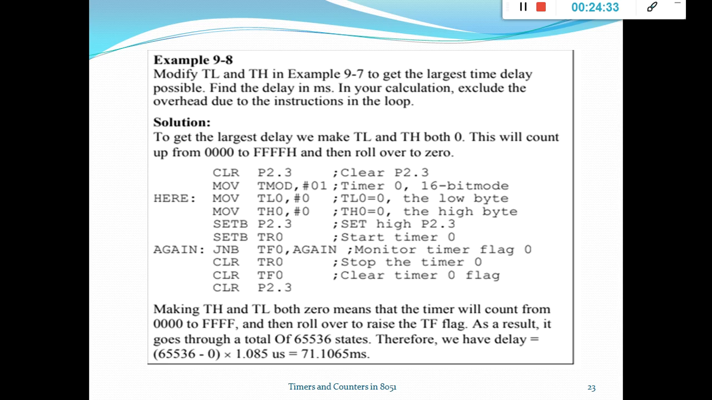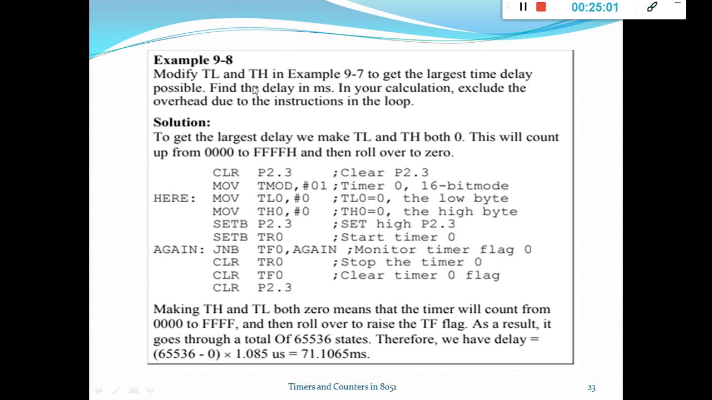If you take FFFF minus FF2, the values which is going to count is 14 times. So when you apply the initial count as 0000, then you do FFFF minus 0000, which means you are going to get more number of counts, so that you are going to get the largest time delay. So how to get the largest time delay? By initializing the initial count as 0000.